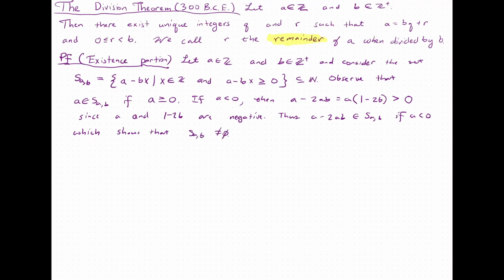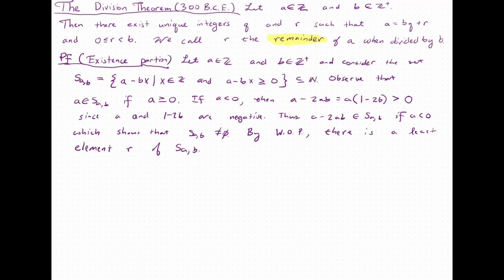Now we can apply the well-ordering principle, which I'm going to abbreviate to WOP. By the ordering principle, there is a least element, which we're going to call r, of S(a,b). So now we want to show that r satisfies this inequality. Again, we're proving only the existence portion, so we're not showing uniqueness. We just want to show that this r satisfies the inequality that we want.